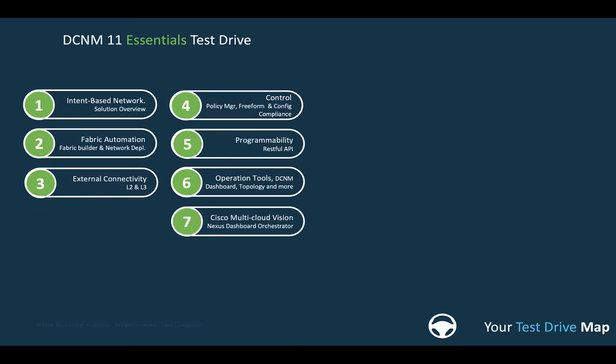And last but not least, this module 7 gave you a quick overview of Cisco's strategy and vision regarding the evolution of multi-site, multi-domain, and multi-cloud for NX-OS in conjunction with the Nexus Dashboard and Orchestrator for NX-OS.